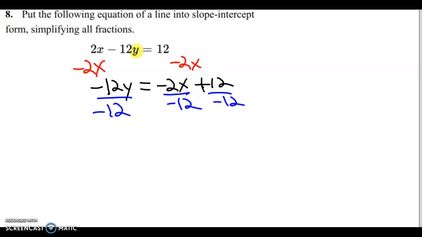Now what we want to do is divide by negative 12, and you still want to keep the same rules that you do when you divide by a negative. Negative 12 divided by negative 12: negative divided by negative is positive, and 12 divided by 12 is 1. So that leaves me with 1y. Then negative divided by negative here is positive. 2 over 12 doesn't divide out evenly, but it does simplify to 1 over 6x. And then over here, 12 divided by 12 is 1. Positive divided by negative is negative, so I get negative 1. And again, that negative 2 over negative 12 simplifies to 1 over 6.